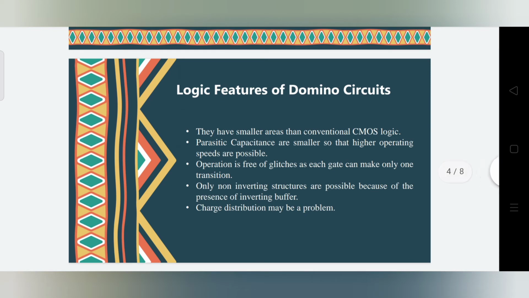Some logic features of domino circuits. They have smaller areas than conventional CMOS logic. Parasitic capacitances are smaller so that higher operating speeds are possible. To get higher operating speed, we have to control parasitic capacitance and also increase the logical effort. Operation is free of glitches as each gate can make only one transition. Only non-inverting structures are possible because of the presence of the inverting buffer. Charge distribution may be a problem.